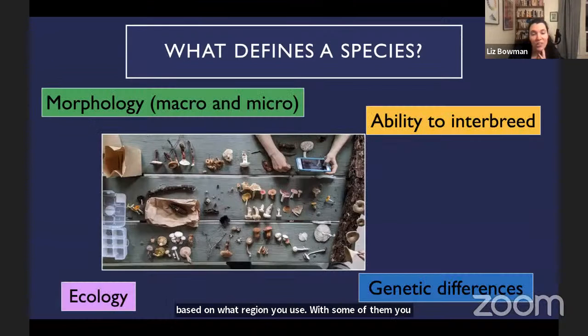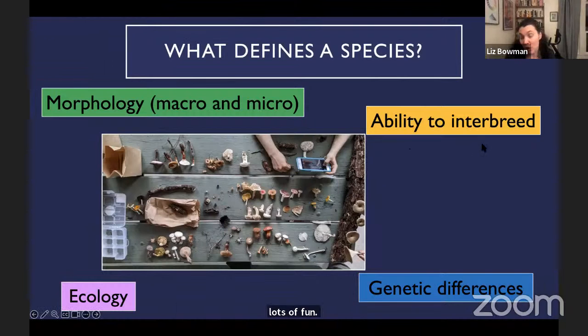So, what defines a species? You really have to use all of these tools at our disposal. You use morphology, both macromorphology and micromorphology, which is one of the cooler things to look at. Looking at spores under a microscope is lots of fun. Look at the ability to interbreed if you are able to do crosses, though that's hard to do with fungi.